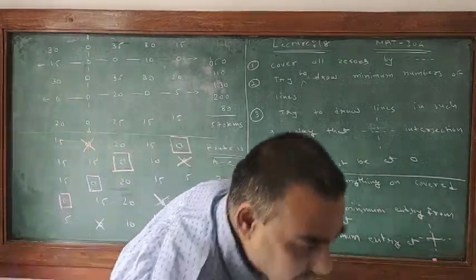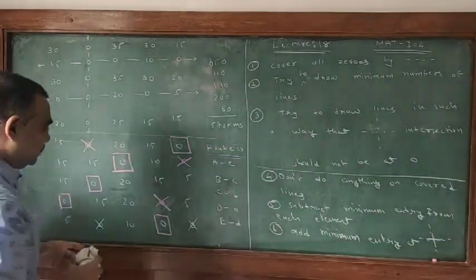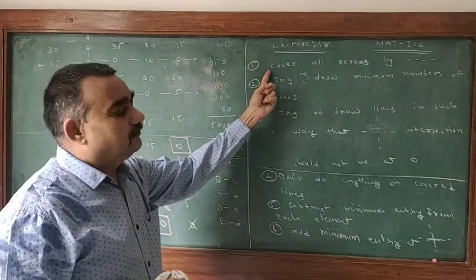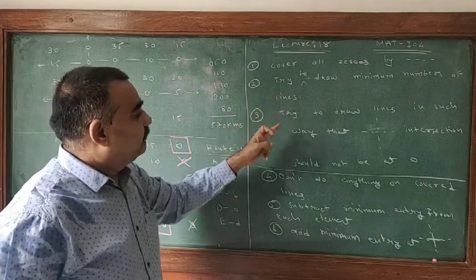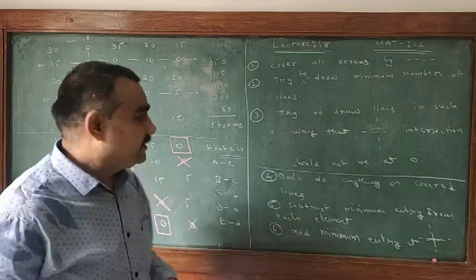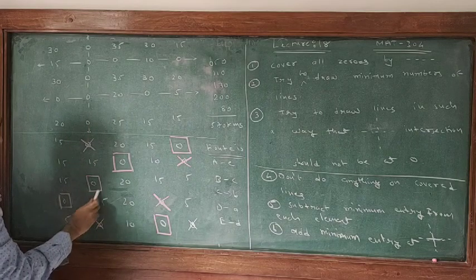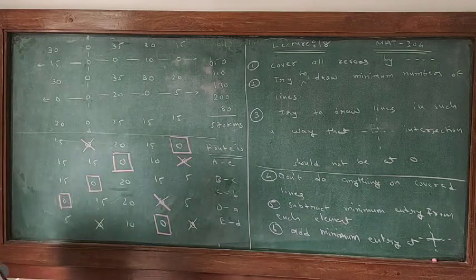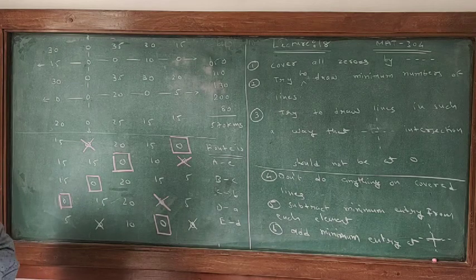What are we doing? Cover all zeros by dotted lines. Try to draw the minimum number of lines. Try to draw lines in such a way that the intersection should not be at 0, because if it is at 0, we add a minimum entry out of our selection, because it will not be 0 at that time.